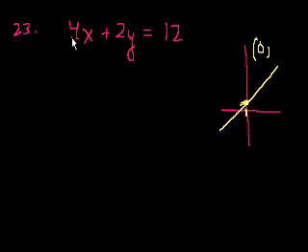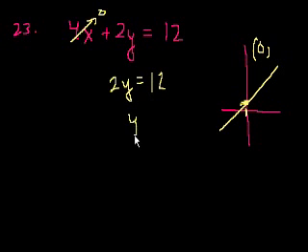When x is equal to 0, this 4 times 0 is equal to 0. So that just becomes 0. So you get 2y is equal to 12. Y is equal to 6. And that's choice C. All they want to know is, of this line, when x is equal to 0, what's y? That's what the y-intercept is.